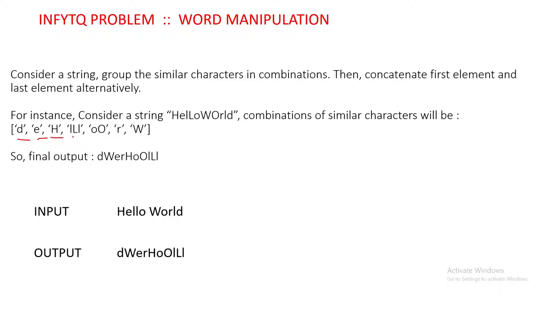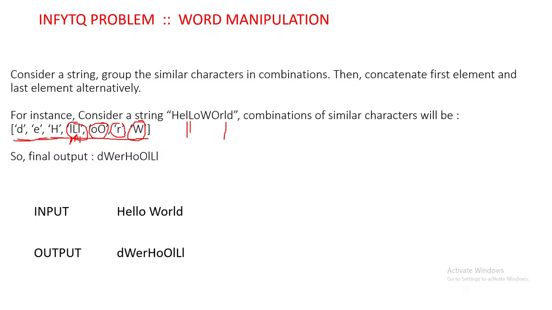Now how about LL? L occurs thrice, which we see has occurred in uppercase once and twice in lowercase. The uppercase one is here, the lowercase one is here, and this one is also lowercase. So we have the total L character combination here, the total O character combination here, R is alone and W is alone. So basically you can see this list is a sorted list.